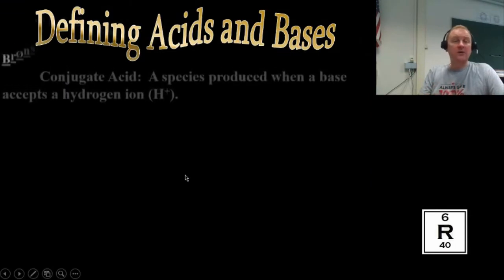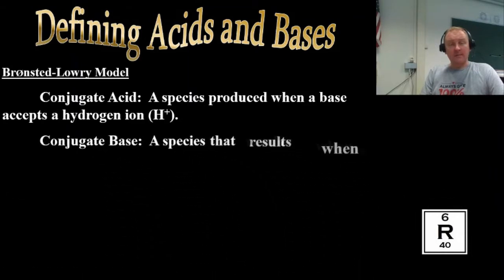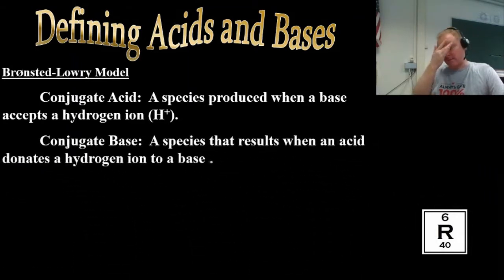The Bronsted-Lowry model goes a little bit further to talk about the products. And when we talk about the products, we're going to talk about the conjugate of these acids and bases. So the conjugate acid is the species produced when a base accepts a hydrogen ion. So the base will turn into the conjugate acid. And by the same type of definition, the conjugate base is a species that results when an acid donates a hydrogen ion to a base.